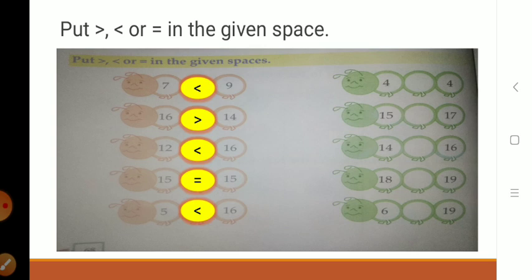So students, you understand what is greater than, what is smaller than, and how to denote that using the signs greater than, smaller than, and if the numbers are equal, give the equal to sign. You can do it. Now these remaining examples are your homework. You have to solve them by yourself. You can take help from your parents, but try to solve it by yourself. It is too easy.